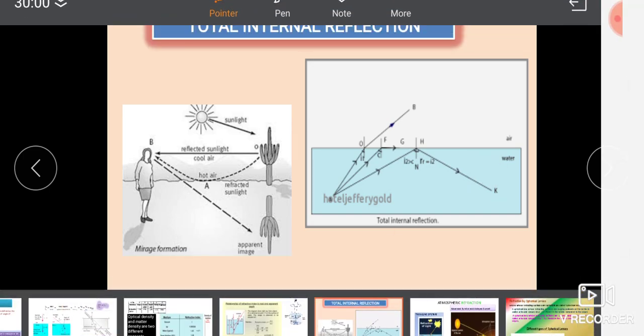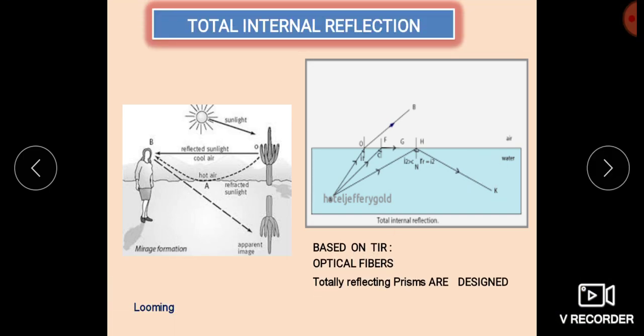And the most important is optical fibers. Nowadays we are using optical fibers, which work on total internal reflection. These optical fibers are used in communication systems and fast networking. You have broadband to the home, DTH or whatever you are using. All these are based on optical fibers. Okay. Next, totally internally reflecting prisms. These are used in binoculars.